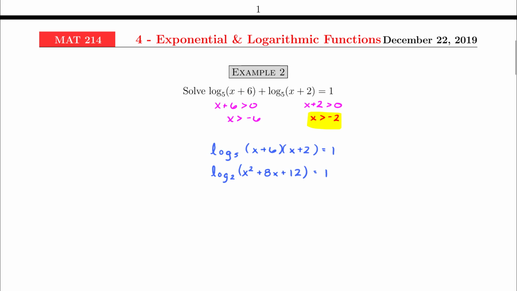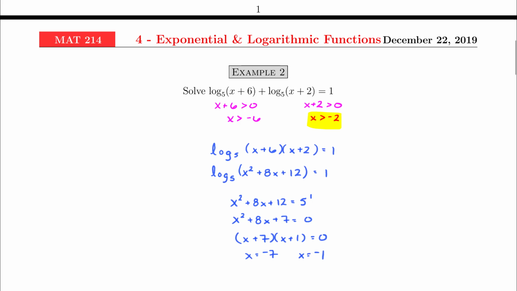Now we can get rid of our log by taking the base of the logarithm and raising it to the power of 1. I don't know why I changed that to a 2. So we get x squared plus 8x plus 12 is equal to 5 to the first power. We can simplify this, subtract 5 from both sides, and now we can factor, and we get x plus 7 and x plus 1. We know that the solution to this is x equals negative 7 or x equals negative 1.